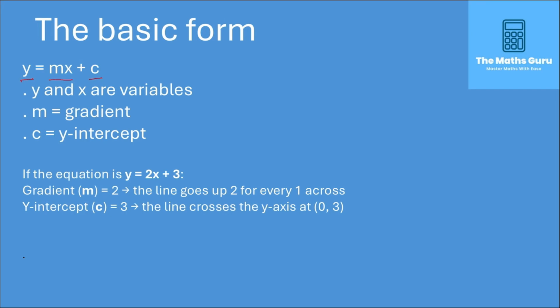Y and x are just variables, and they're to do with the y-axis and the x-axis. M is our gradient, which we worked out in the last video, and c is our value of when x is 0: where does the line cross the y-axis? Looking at this example, 2 is our gradient and 3 is our y-intercept.